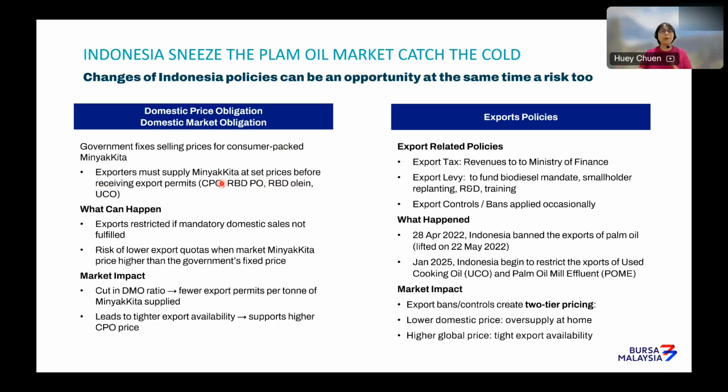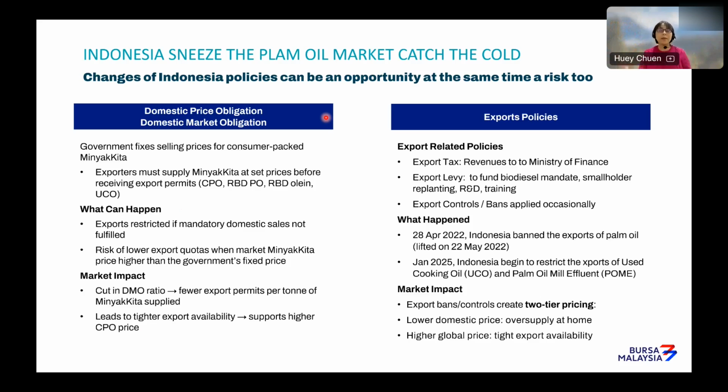So when you want to export, you need to have a permit. How do you get the permit? By supplying oil to the domestic market at the price set under the domestic price obligation. It's a very low price, like the minimum price at which we buy the 1 kilo pack cooking oil in the market. They also have price control on the consumer pack, the so-called Minyak Kita. With this control, for every 1 ton of olein that you supply to the local market as Minyak Kita, you get a certain ratio for your export. For example, 1 ton gets you 4 tons of export permits.